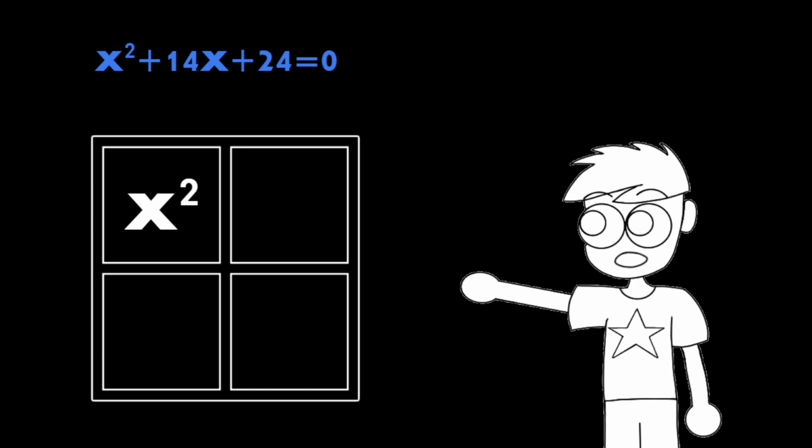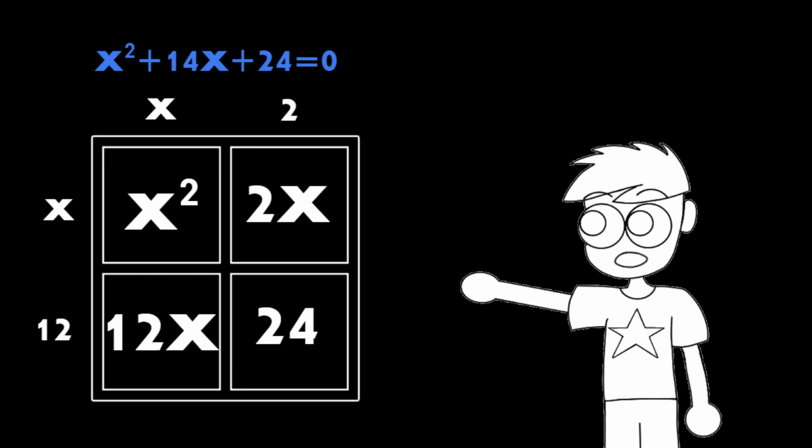Then put x squared on the top left corner of the box. Put 2 on the top right corner and put 12 on the bottom left corner. Next put 24 on the bottom right corner.